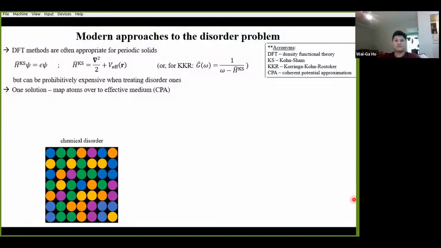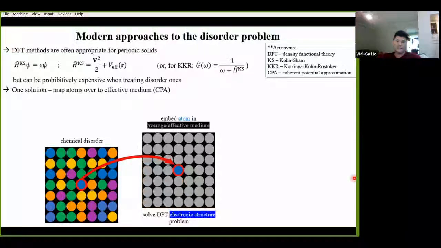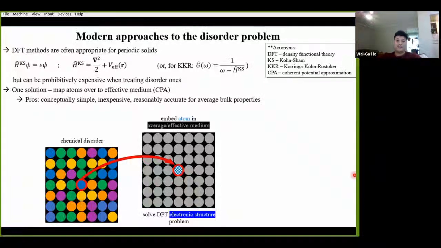And traditionally, under this framework, the problem is solved by mapping each atomic species over to a uniform medium that represents the species' average environment in the random crystal. So I'd, for instance, pick out this blue atom in the center here, embed it into an effective medium, and then I solve the single-site DFT problem, where this lighter checkerboard pattern might correspond to the electron density produced in the DFT step. So clearly, the single-site mapping makes the problem much more simple conceptually and makes things much more computationally manageable as well.